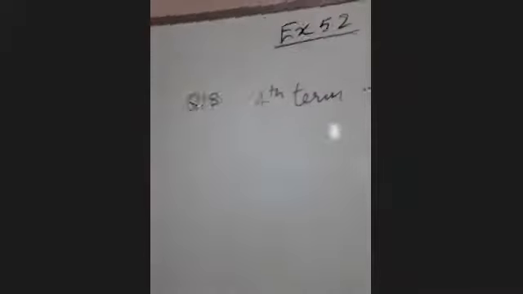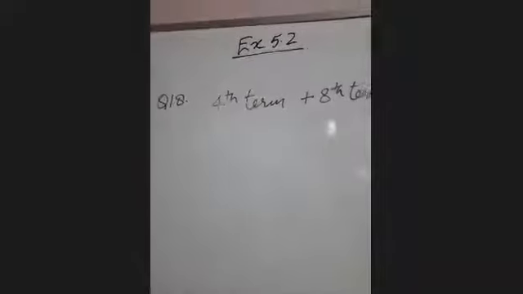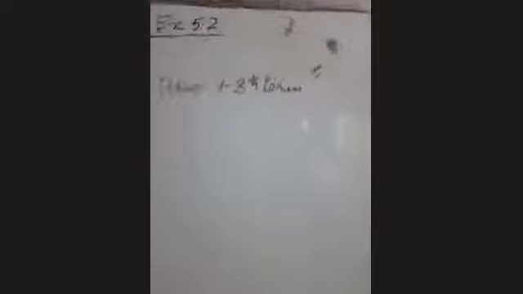Now question number 18. Question number 18 says the sum of the fourth and the eighth term of an AP is 24. So that is 24, and the sum of the sixth and the 10th term is 44. So that is the sixth term plus the 10th term is 44.